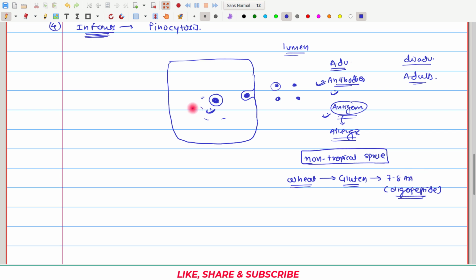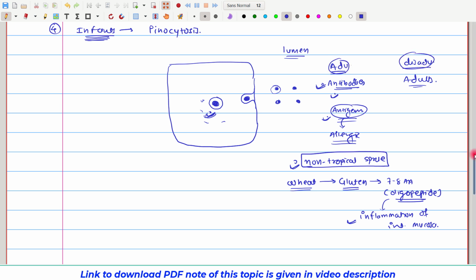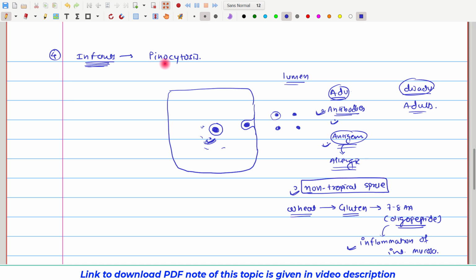So, if this oligopeptide is absorbed through pinocytosis, what will happen? It will create inflammation of the intestinal mucosa. Okay, so this condition is non-tropical sprue. So, we have to remember the advantages as well as the disadvantages of pinocytosis. But remember that pinocytosis is a non-specific one, and mostly it occurs in infants.